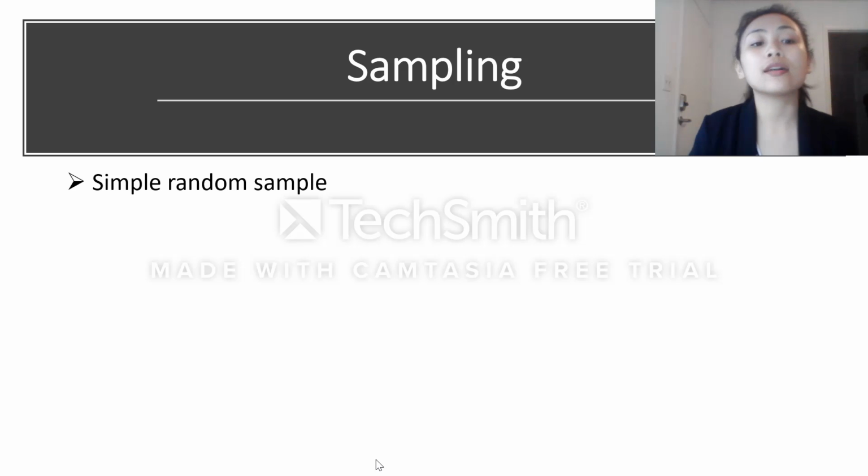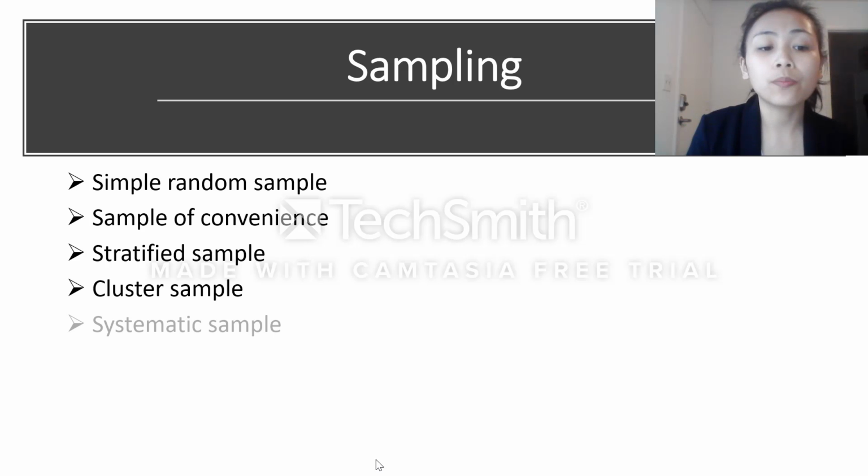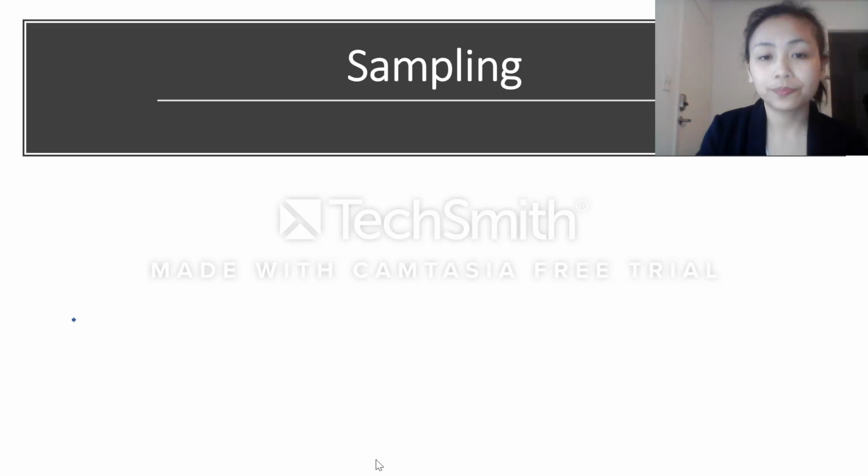The first one is how to collect a simple random sample. The second is sample of convenience, stratified sample, cluster sample, systematic sample, and the last one is voluntary free response sample. So one by one, let's look at the simple random sample first.